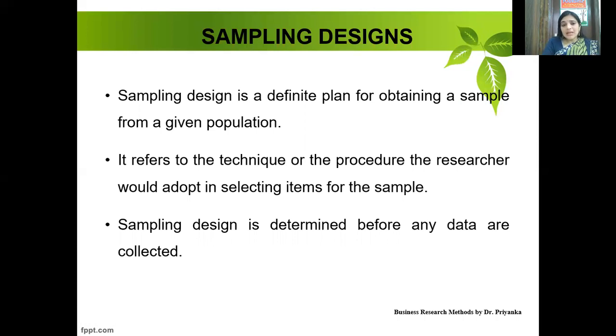You can just do this: first you have chosen the first person, then the sixth, then the 11th, or you can do it like this: fifth person, then 10th person. On the basis of the table of 5, you can choose 20 people. This is also one of the sampling design techniques. So it depends how you would be choosing a sample from a given population. There are methods available for that. It refers to the technique or the procedure the researcher would adopt in selecting items for the sample. It is basically a sampling design. It is determined before any data are collected, because before data is collected, you need to decide the sample, and to decide the sample, you will be choosing a sampling design.